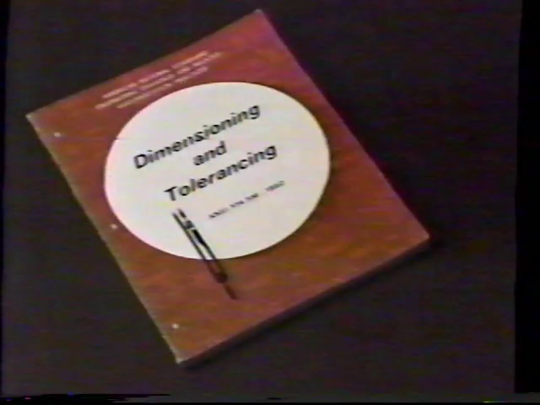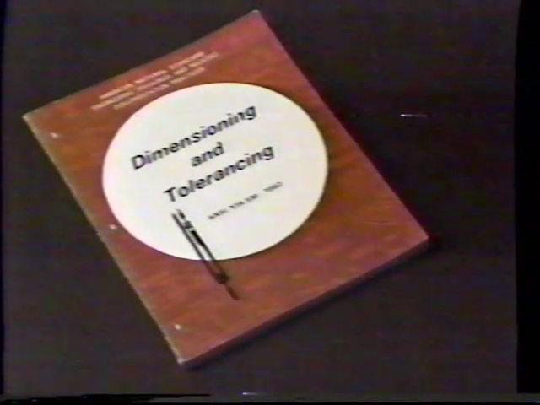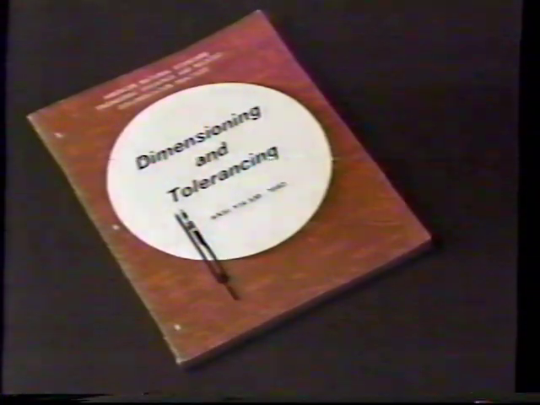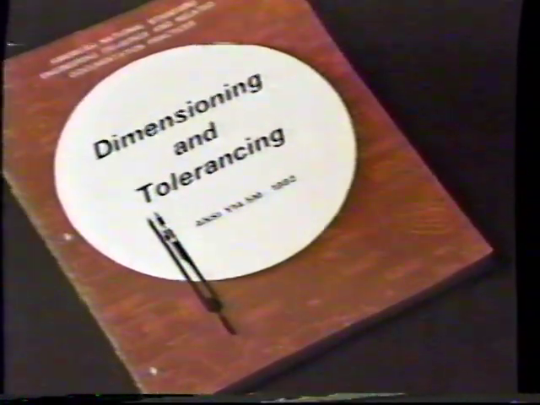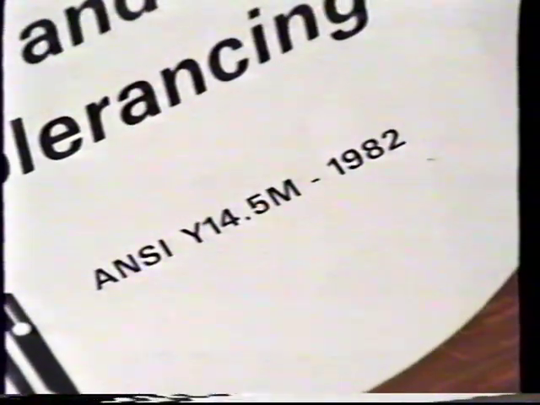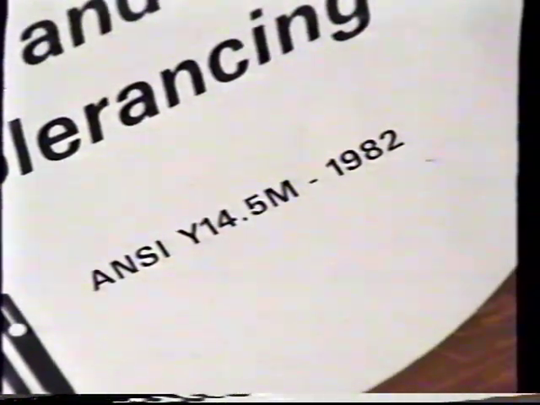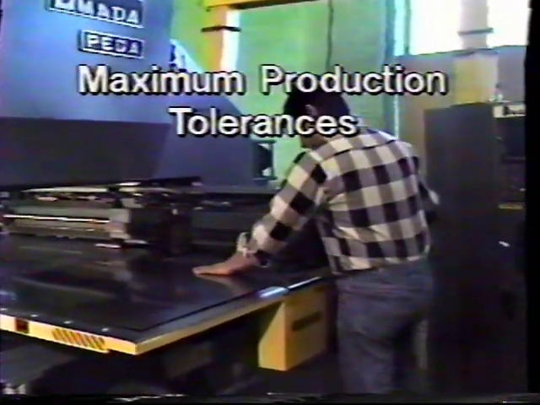GD&T was first introduced in 1957 by the American National Standard Institute. Since then, it's been revised several times to improve and update the dimensioning and tolerancing practices in the United States. Why has GD&T become so important to American industry and to industry around the world? First and foremost, it saves money by allowing maximum production tolerances.